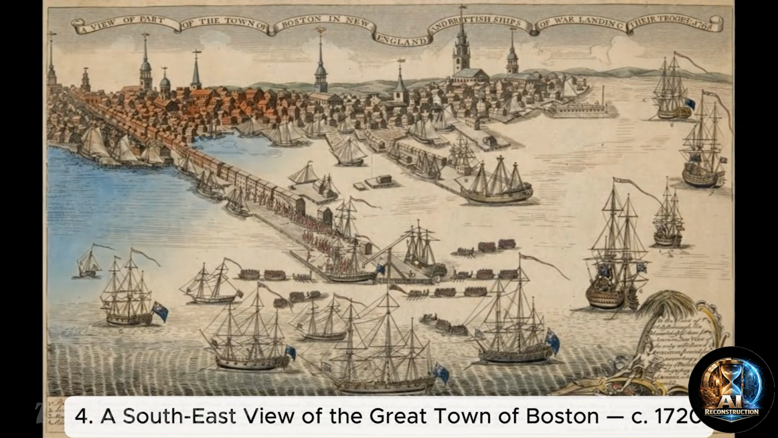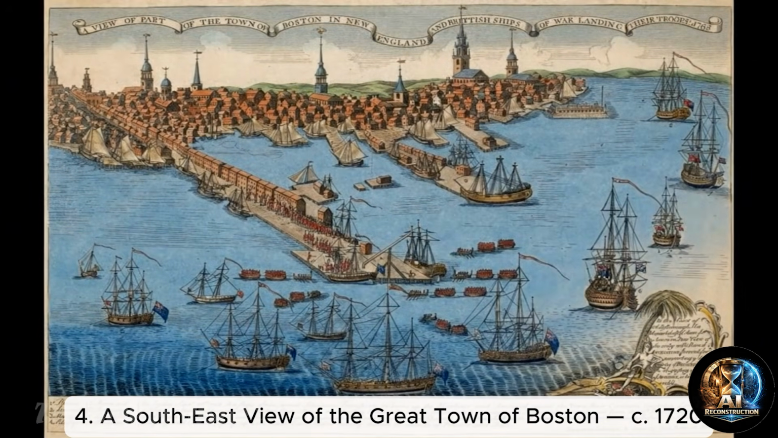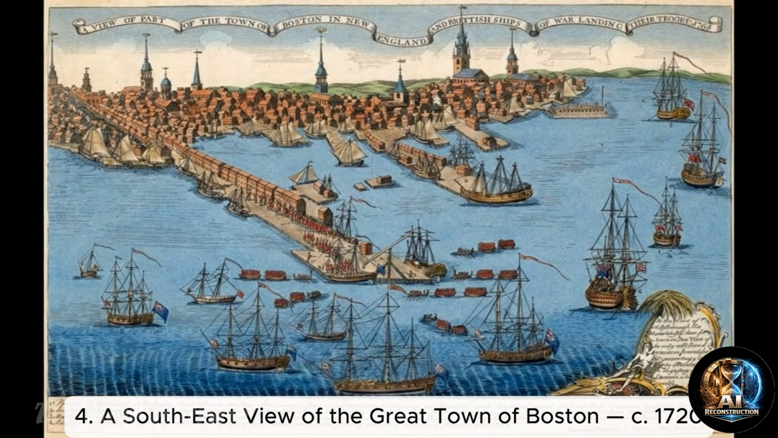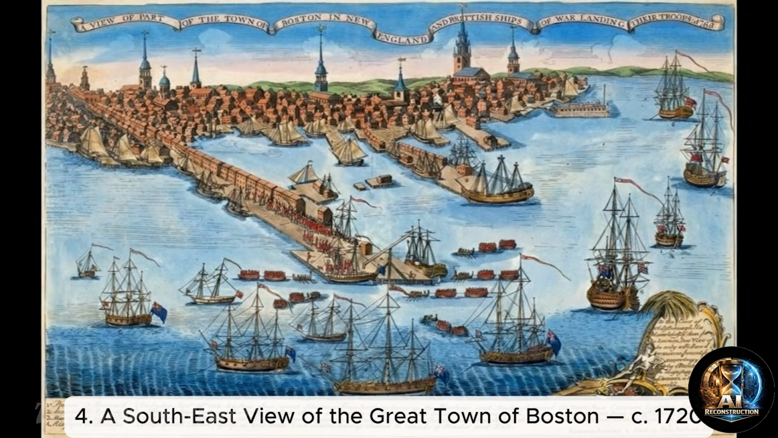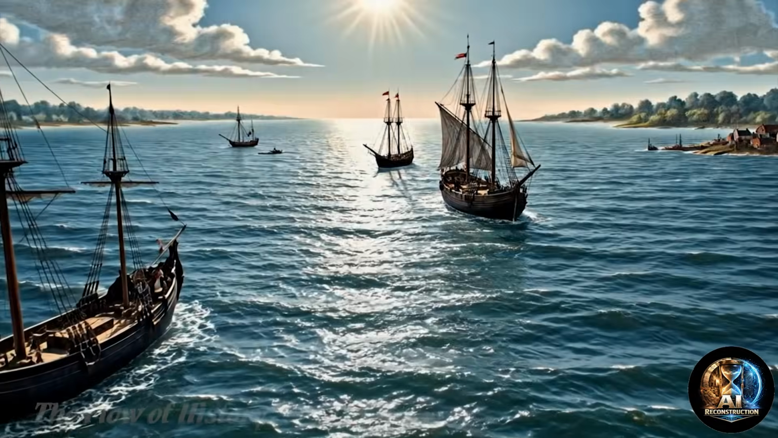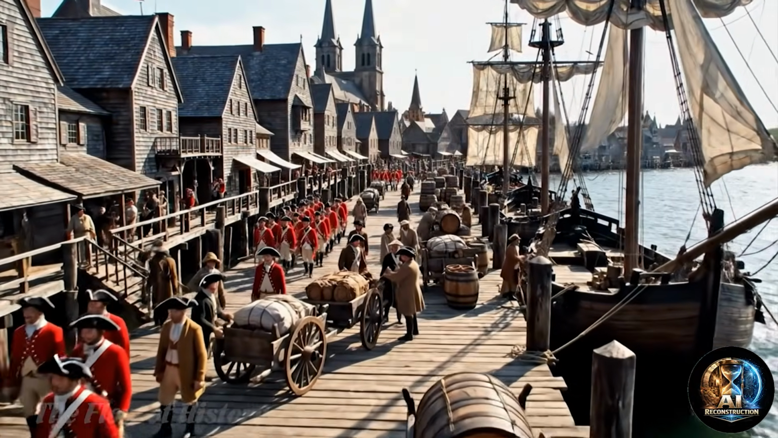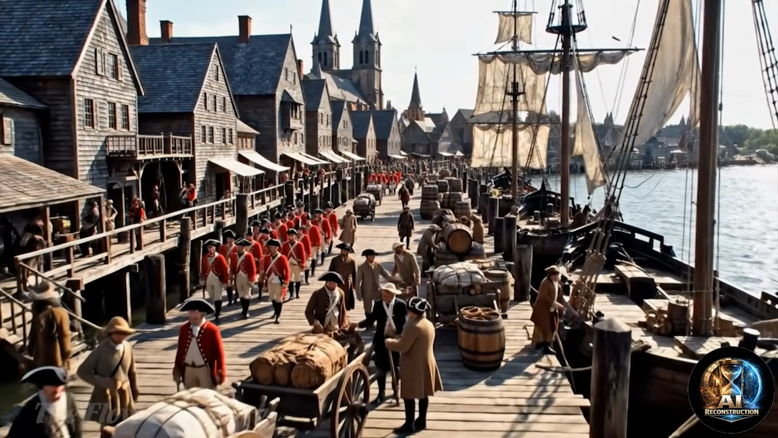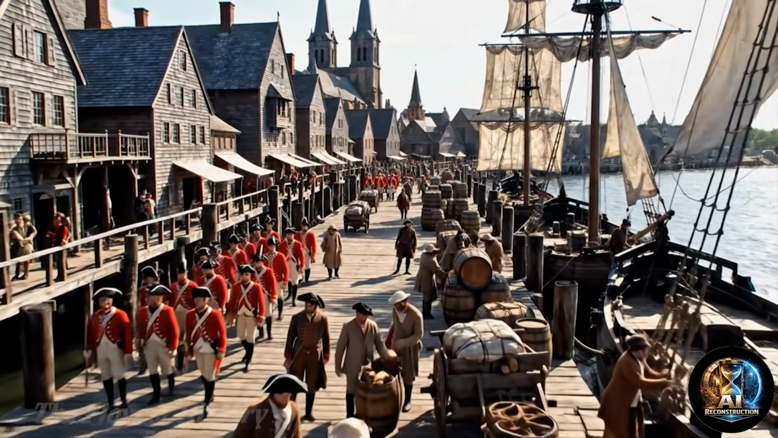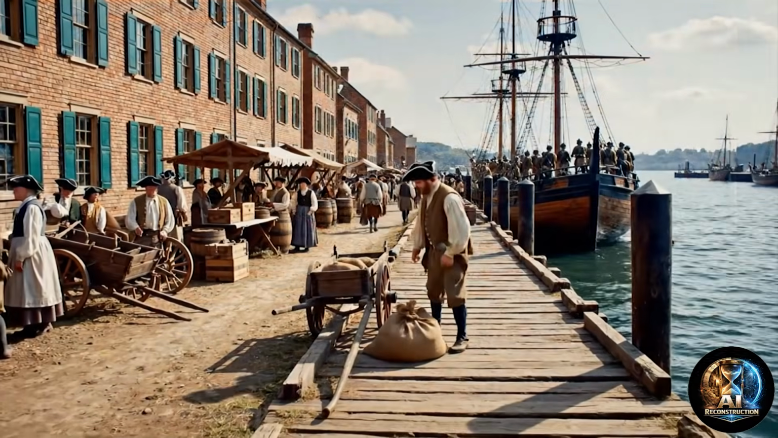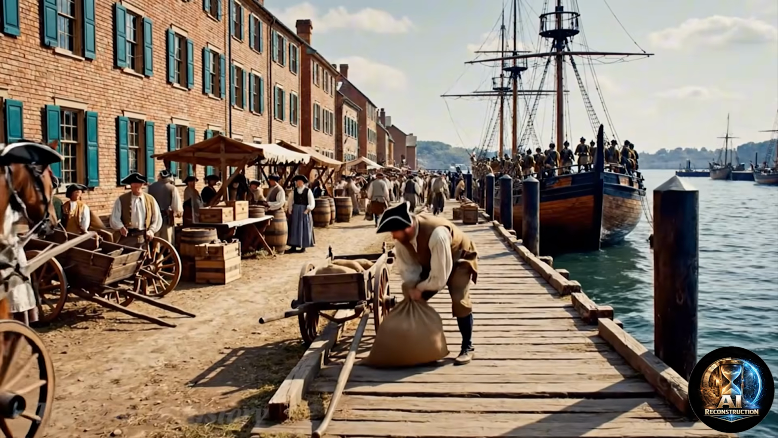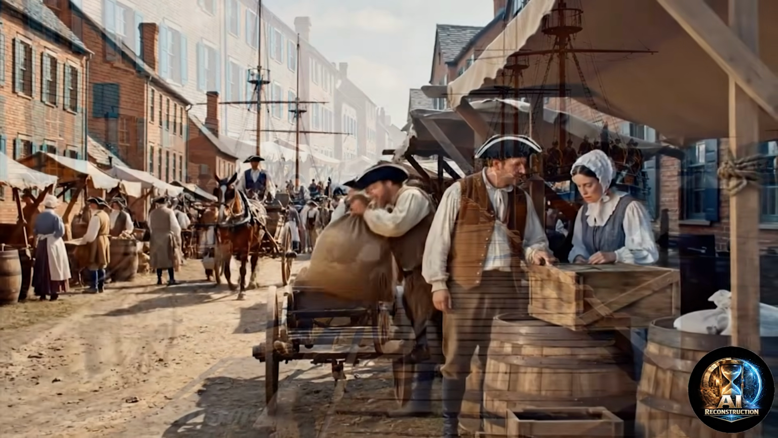Number 4. A southeast view of the great town of Boston, c. 1720. This harbor-facing engraving from the early 1720s shows Boston as a growing Atlantic port, already recognizable in its layout and skyline. Church steeples rise above clustered buildings, signaling established neighborhoods and social structure.